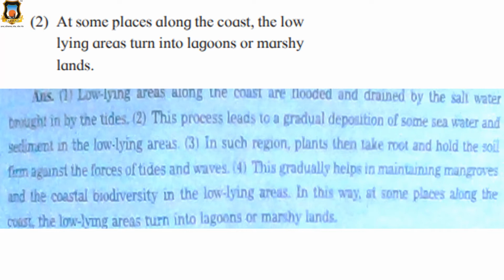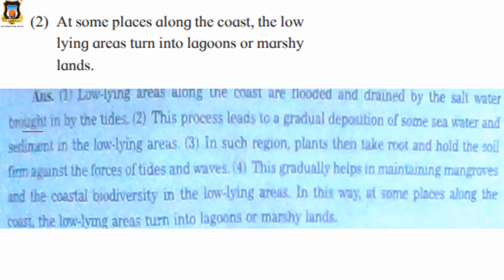Low-lying areas along the coast are flooded and drained by salt water brought in by the tides. Brought, this is B-R-O-U-G-H-T. This process leads to gradual deposition of some seawater and sediment in low-lying areas. In such regions, plants then take root and hold the soil firm against the forces of tides and waves.